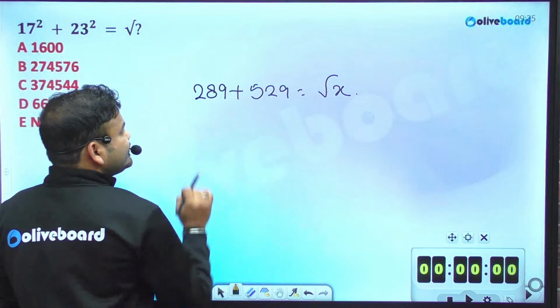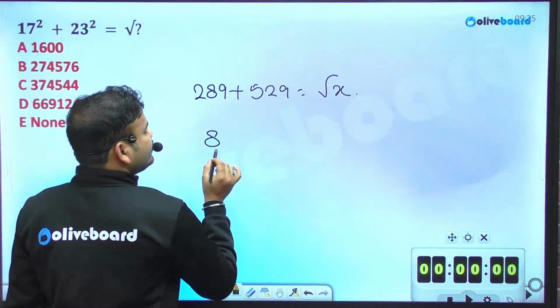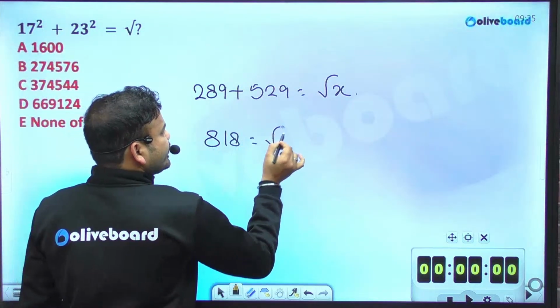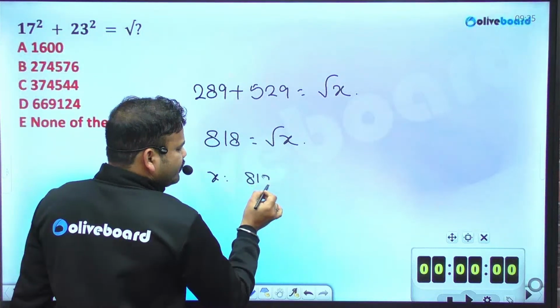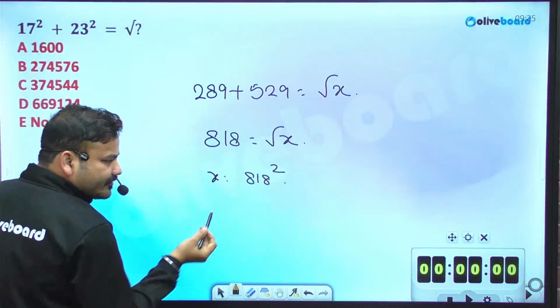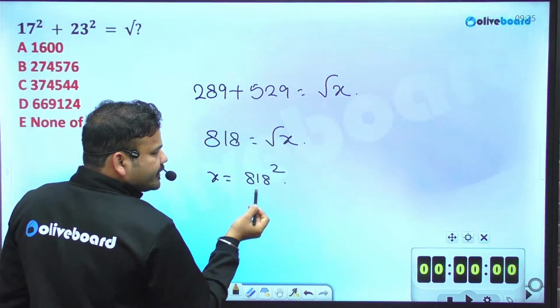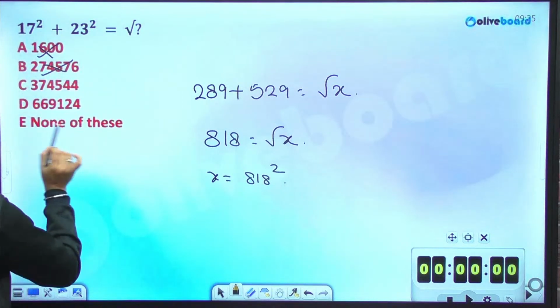Okay, let's add this. Give 11 over here. So this will be 818. So 818 is equal to under root x. So x will be 818 whole square. See, what about the digit sum of this particular number? This is your answer. Unit place will be 8 square is 64, that is 4 should be there. So eliminate these two parts. We have these three options.